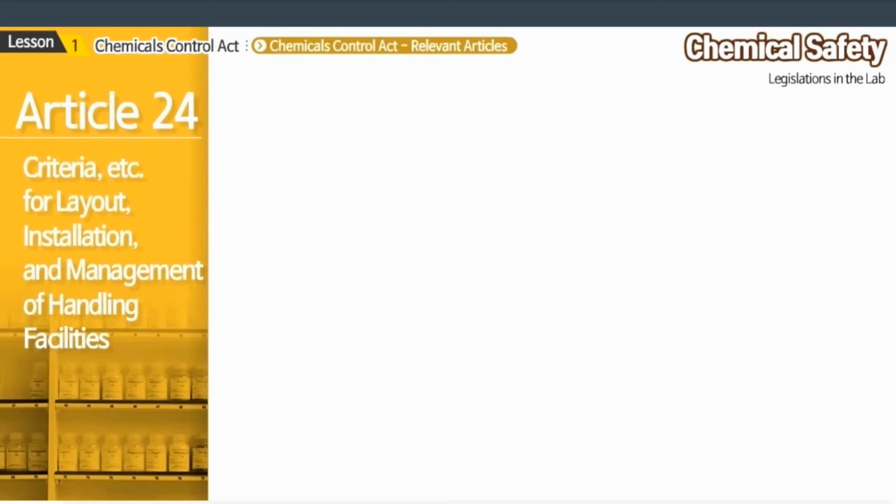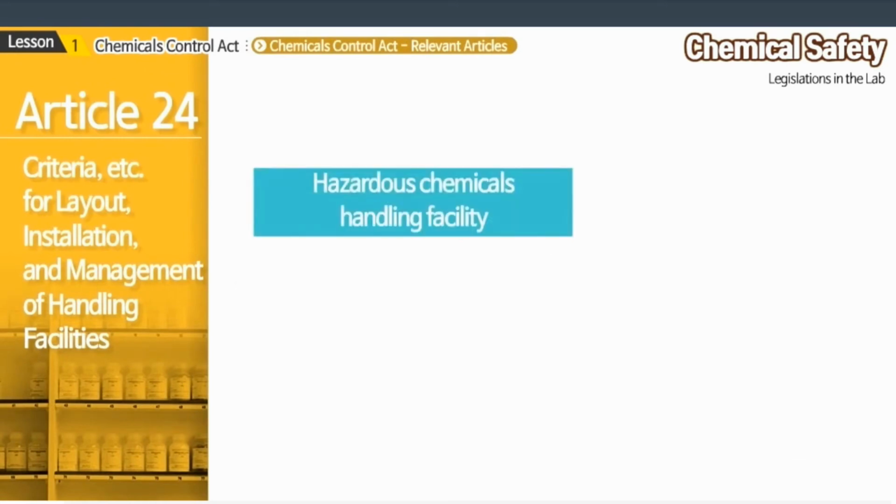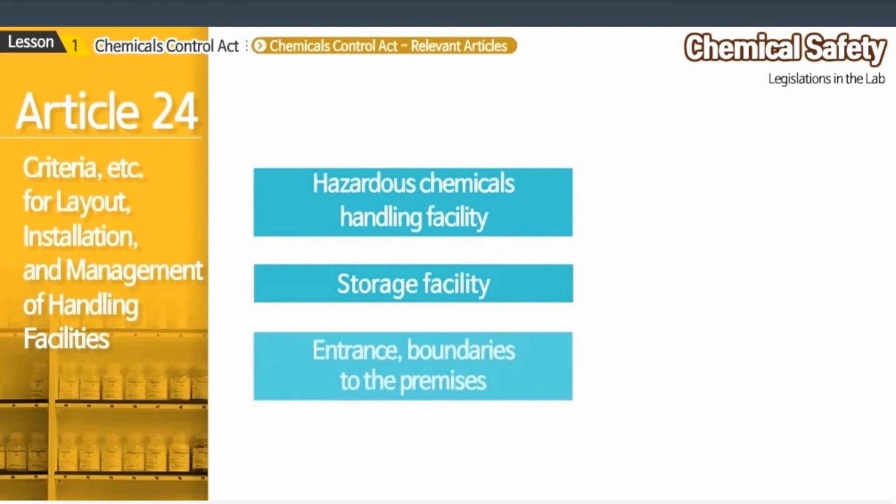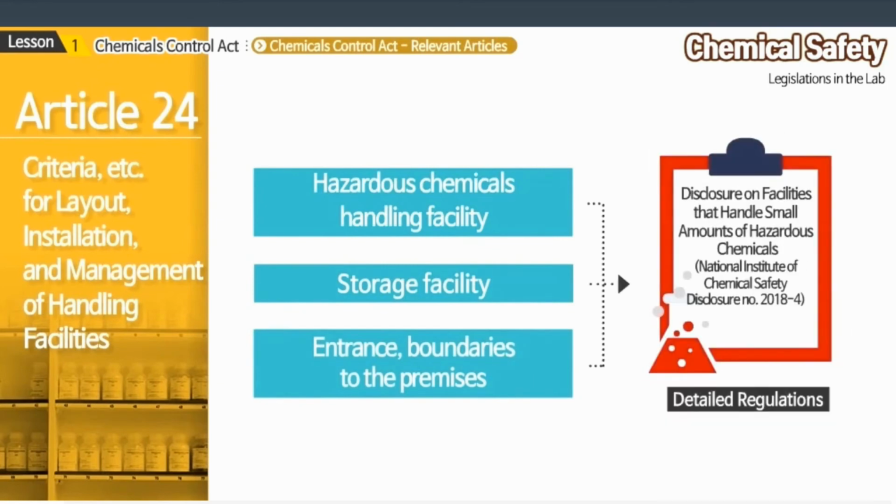Fourth, under Article 24, Criteria, etc. for layout, installation, and management of handling facilities. Appropriate indications must be displayed at facilities that handle hazardous chemicals, facilities that keep, store hazardous chemicals, and at the entrance and boundaries of such facilities. Detailed regulations are stipulated in the Disclosure on Facilities that handle small amounts of hazardous chemicals. National Institute of Chemical Safety Disclosure, number 2018-4.